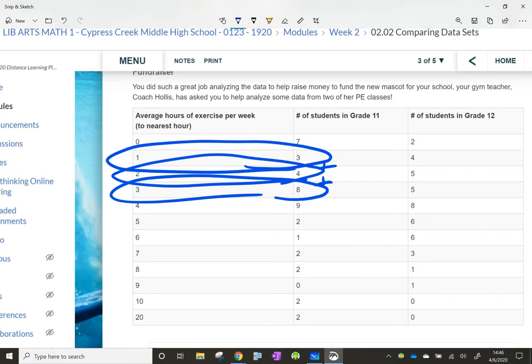Add 6 times 1, which is just 6. Add 7 times 2. Add 8 times 2. There's no 9s, so add 10 times 2. And add 20 times 2. And all together, we get a total of 177.